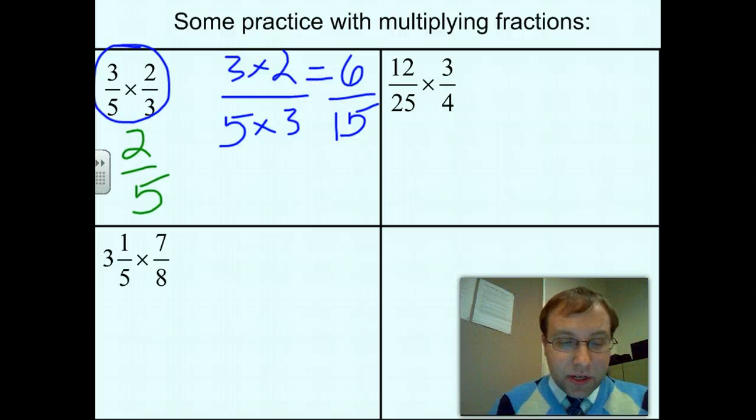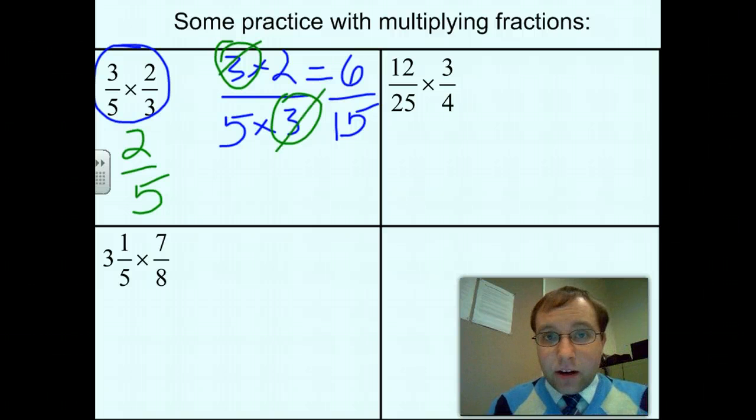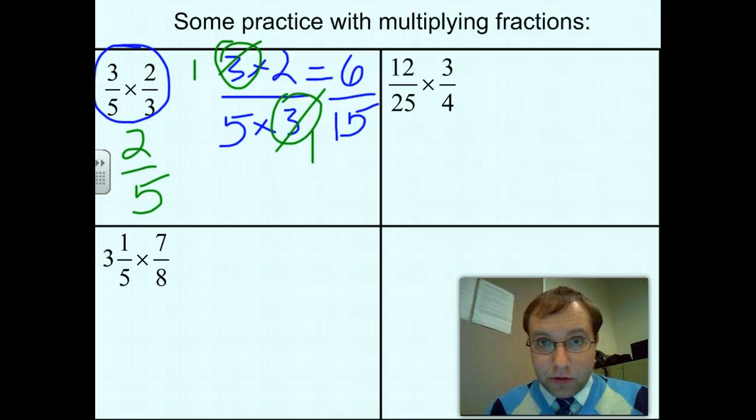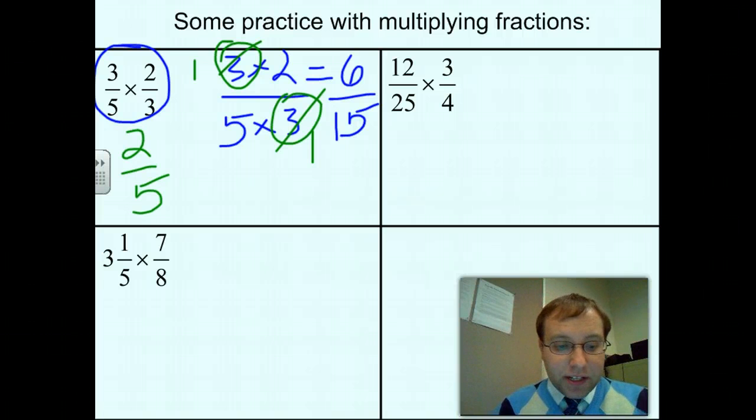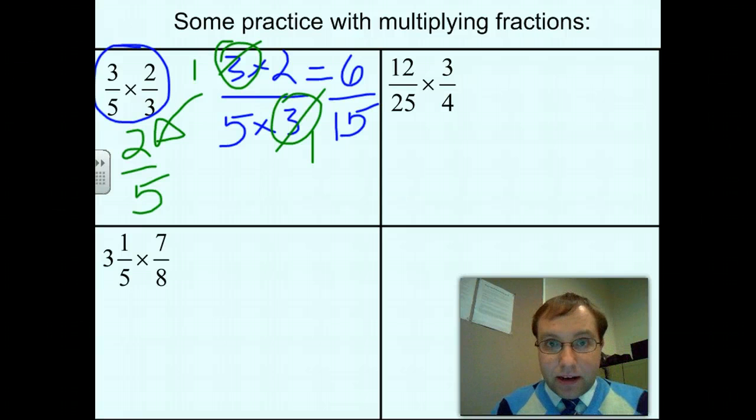Or when looking at this, we can notice that in our fraction there is a 3 in the numerator and a 3 in the denominator. If we want to cancel those out, because 3 divided by 3 is 1, and 3 divided by 3 is 1, you can divide numerator and denominator by the same number and produce an equivalent fraction that represents the exact same amount. We can do that and arrive immediately at 2 in the numerator and 5 in the denominator.